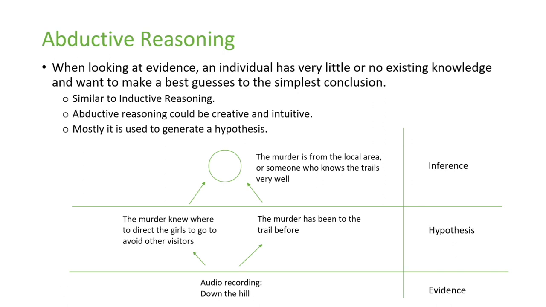Again, reasoning is a very complicated process. It is possible that when scientists and police try to solve a crime case, they use all three types of reasoning to examine the same evidence.